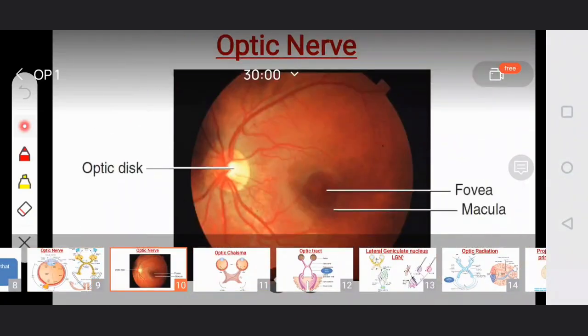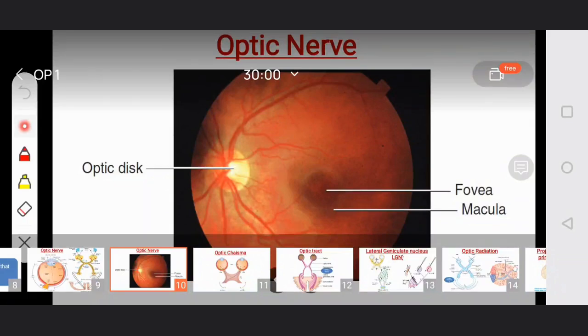In this picture, the optic nerve emerges from an area called the optic disc, where no image formation takes place. This is the area which is free of rods and cones.